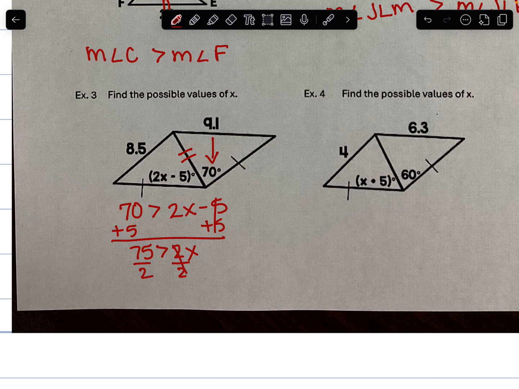Okay. So 37.5 is greater than x. Really, we should say x has to be less than 37.5. Will you take the other way though? I will. You should just be in the habit, though, when we write inequality, to always put your variable first.